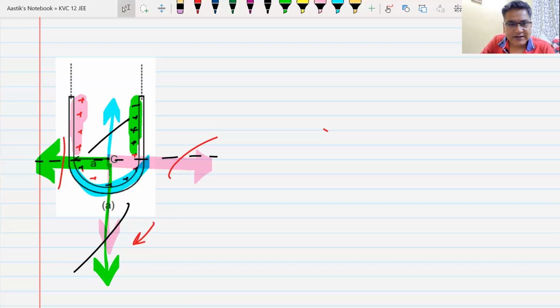Everyone knows the formula of infinite sheet? Yes or no? Not getting any answers. That means you don't know. No, sir. Infinite sheet you have not done, sigma by 2 epsilon naught.